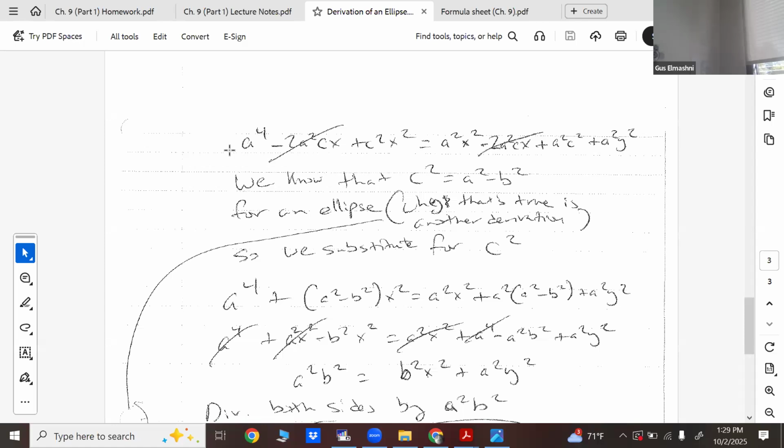This helps you relate a and b to c. c is the distance from the center to the focus. a is the distance from the center to the vertex. b is the distance from the center to the co-vertex. a is half the major axis, b is half the minor axis. c squared equals a squared minus b squared. This has nothing to do with the Pythagorean theorem. It's just the way the algebra works out.